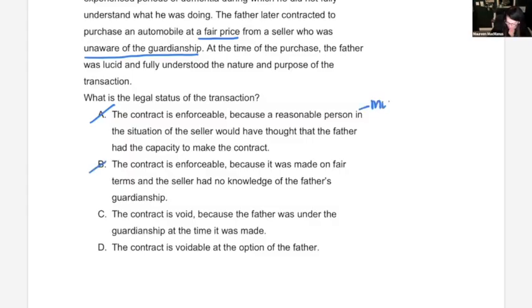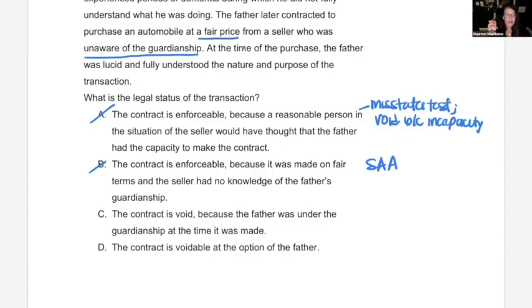So, sorry, I should have been writing this on here. Misstates test. It's void because incapacity. And then I write here SAA is same as above because it really is exactly the same.